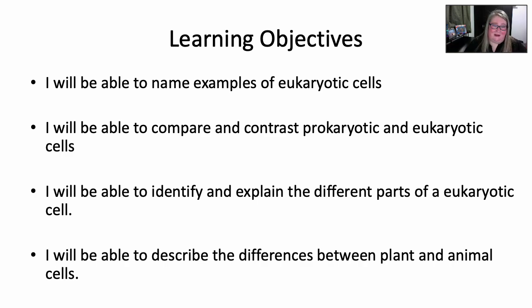And you need to be able to identify and explain the different parts of a eukaryotic cell. Then finally, we're going to start talking about the differences between the two main types of eukaryotic cells, plant and animal cells. So we need to know what are different between these two types of cells.